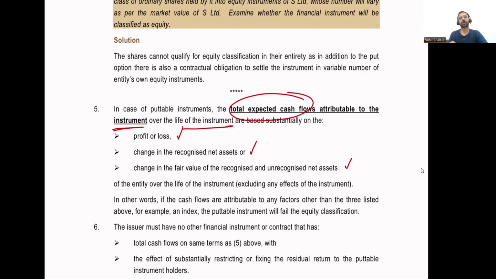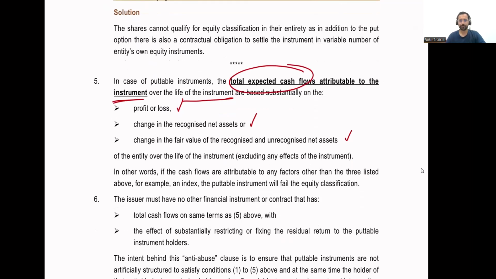All right, what condition five is saying is the predominant cash flows that are coming to the unit holder should fundamentally be driven by the profit or loss that the entity has made or any changes or fluctuations in the entity's net assets. If this condition is satisfied, it will be in the nature of equity. If not, it will be classified as a liability.